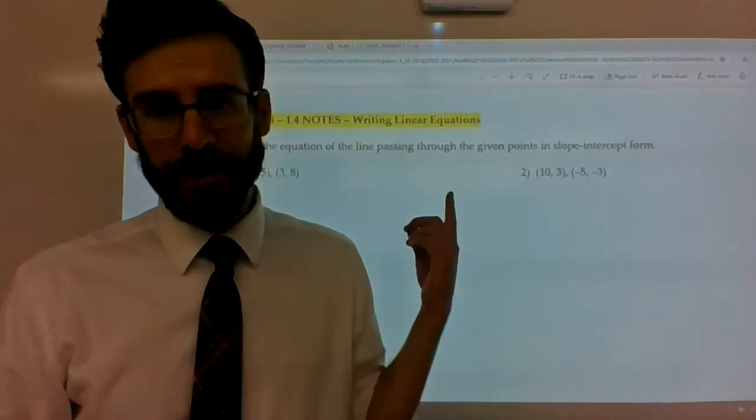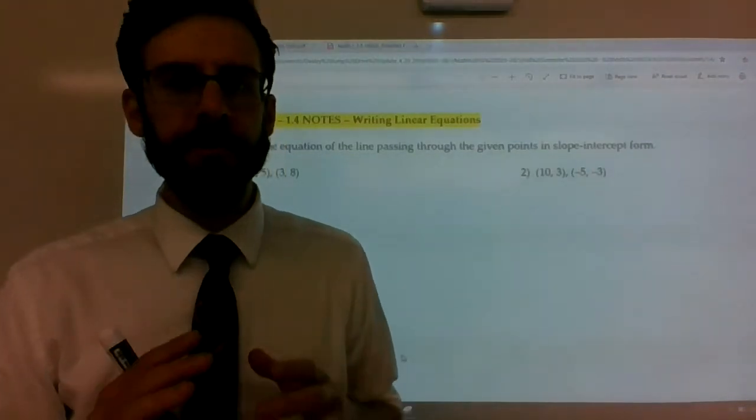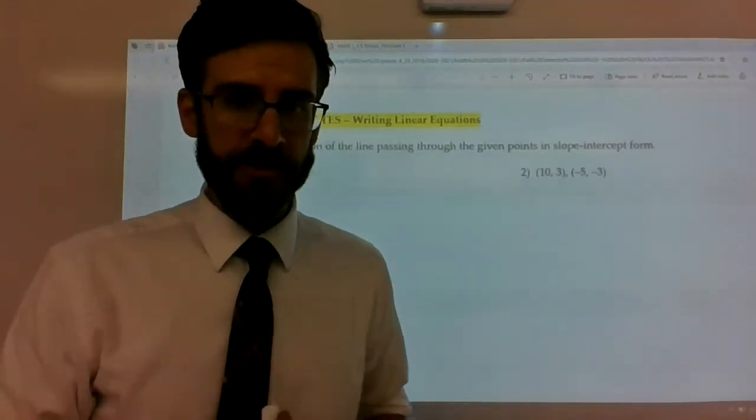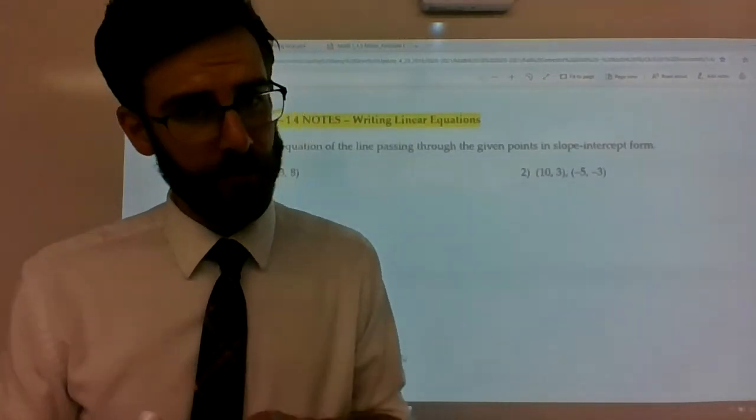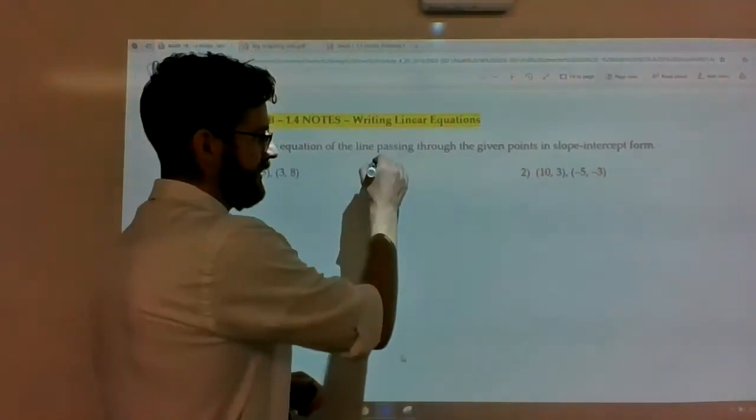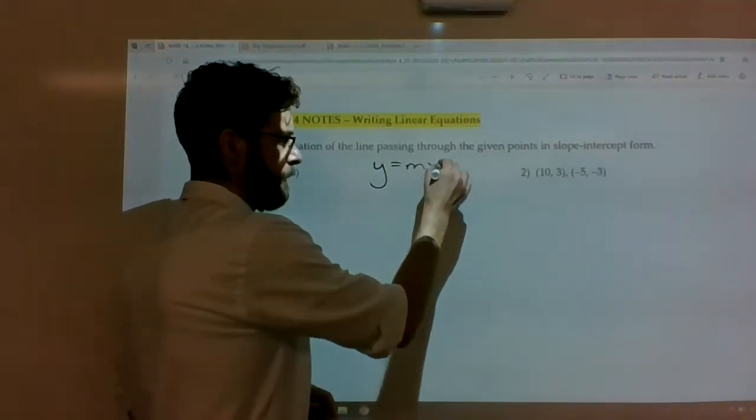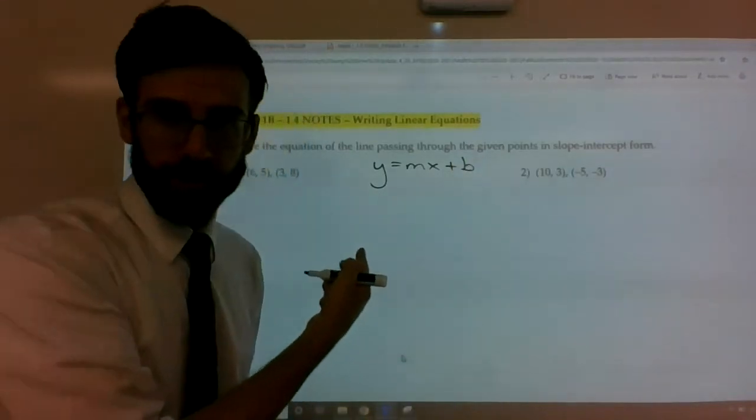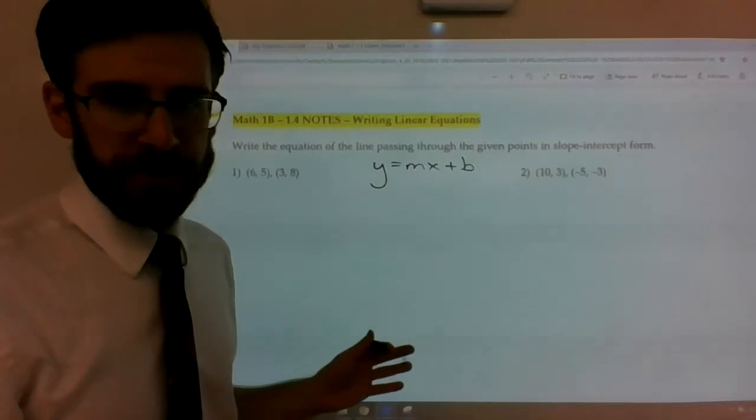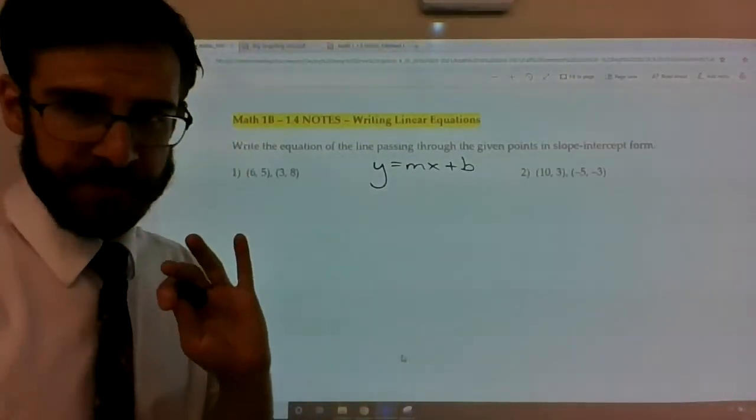It's all about writing linear equations. What I'm going to be doing is giving you guys 2 points that the line actually crosses through on the graph. I'm not going to give you the graph and I'm not going to ask you to graph it. I'm going to ask you to write the equation that's specific to this whole structure of y equals mx plus b. All right? So it's pretty straightforward. 3 steps every single time.